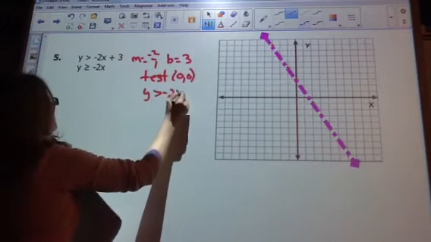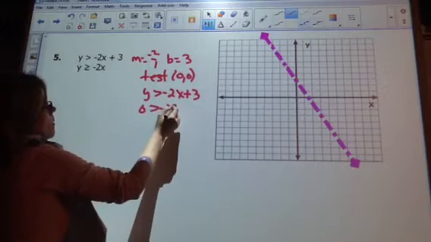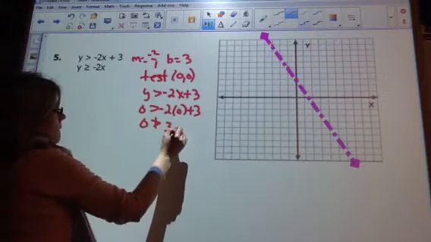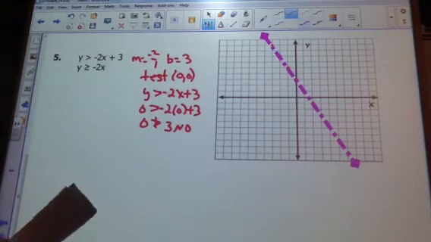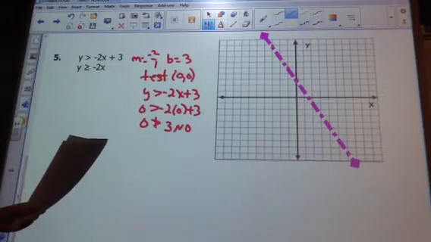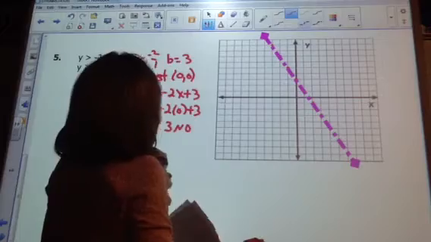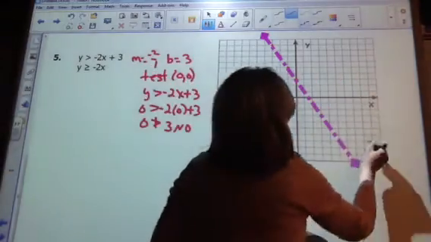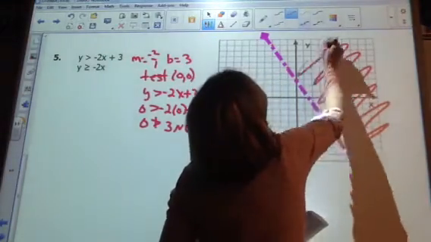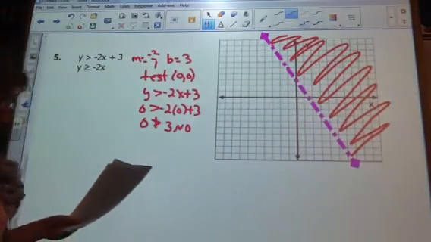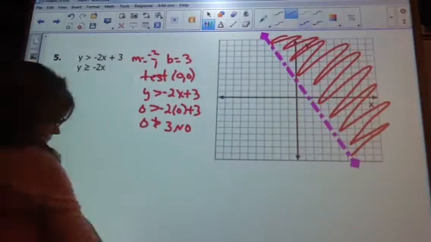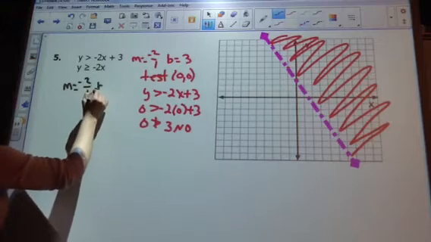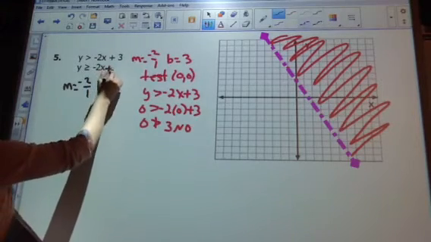So for my first inequality, when y is 0, x is 0, so is 0 greater than 3? No. 0 is less than 3, so my solution set is going to go this way. Okay? Now let's look at the second one here. My slope is negative 2 over 1. My y-intercept is 0. Remember, we can put plus 0 there.